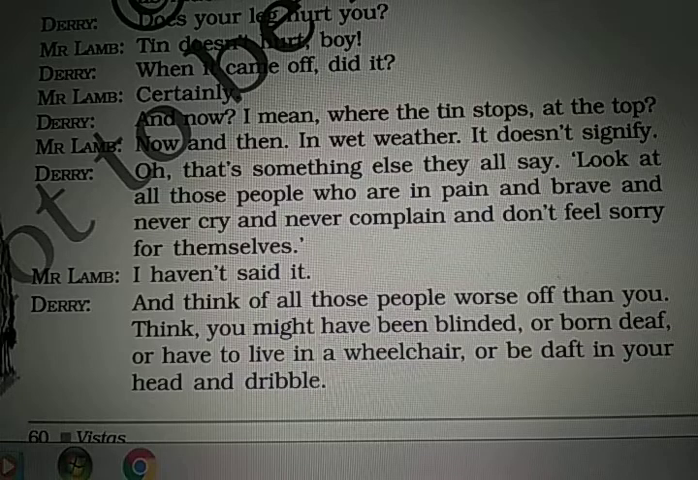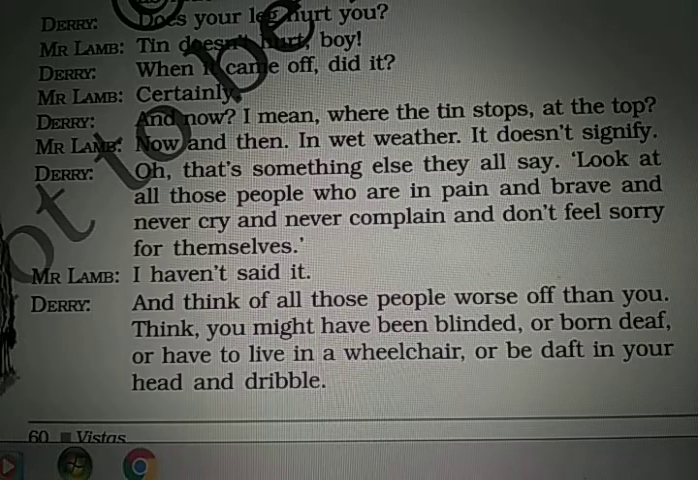Mr. Lamb says, I have not said it. I didn't say so. Daddy adds, and think of all those people worse off than you. There are so many people who are worse than you. Think, you might have been blinded. It may happen you could have got blind, or been born deaf, or have to live in a wheelchair, or be daft in your head. Daft means insane or mad. You would have been born mad, or you would have been dribbling. Dribble means saliva dripping from the mouth. Okay, you may dribble. So you are better than other people. This was the advice of his elders.